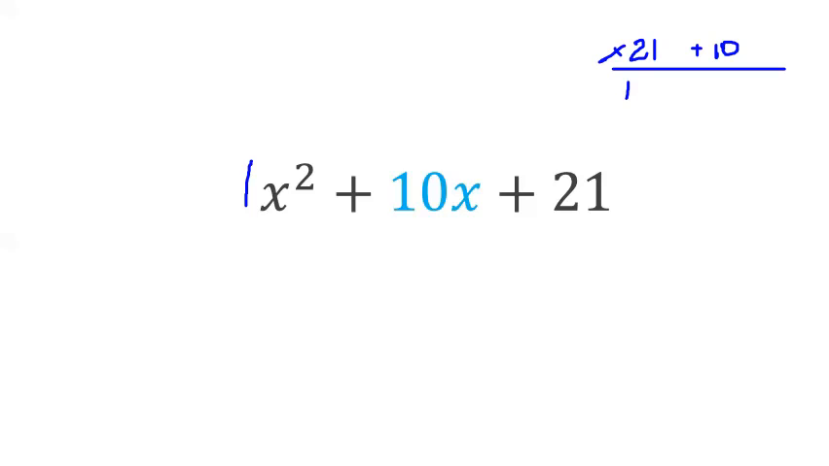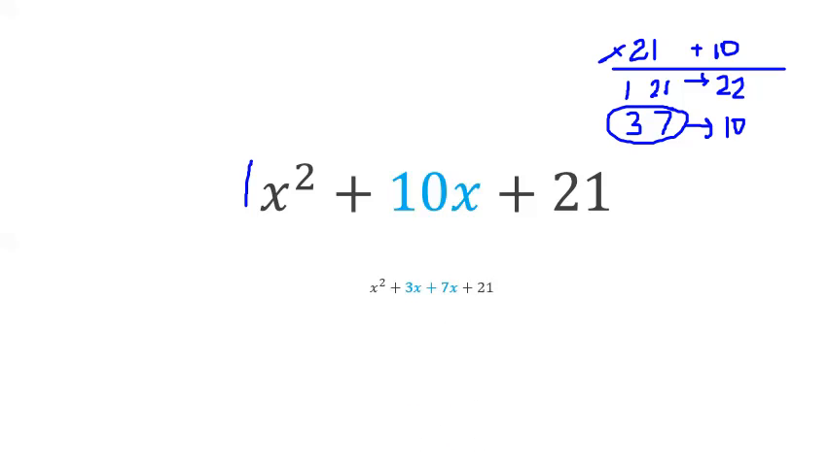So to get 21, we multiply 1 and 21, and those will add to 22. We can also multiply 3 and 7, and those will add to 10. So we know that our middle term is going to break into 3x and 7x.